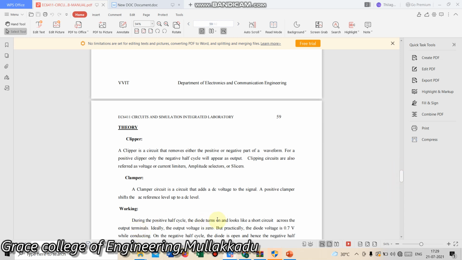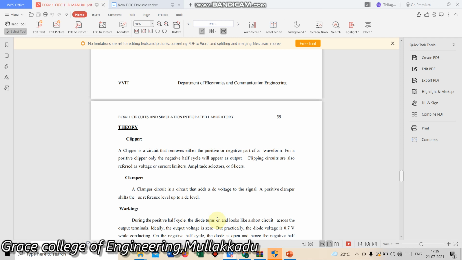During the positive half cycle, the diode will turn on. When the diode is on, it will be a short circuit. If it is off, it will be an open circuit. Practically, the diode voltage is 0.7 volt. It will start conducting and produces the output.